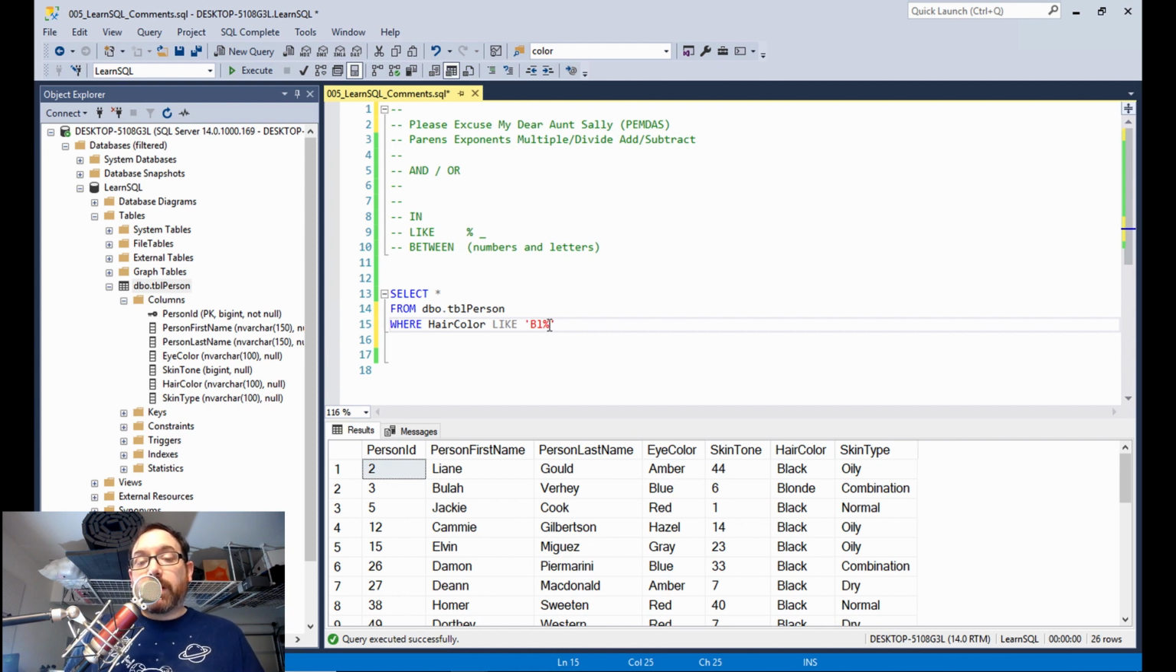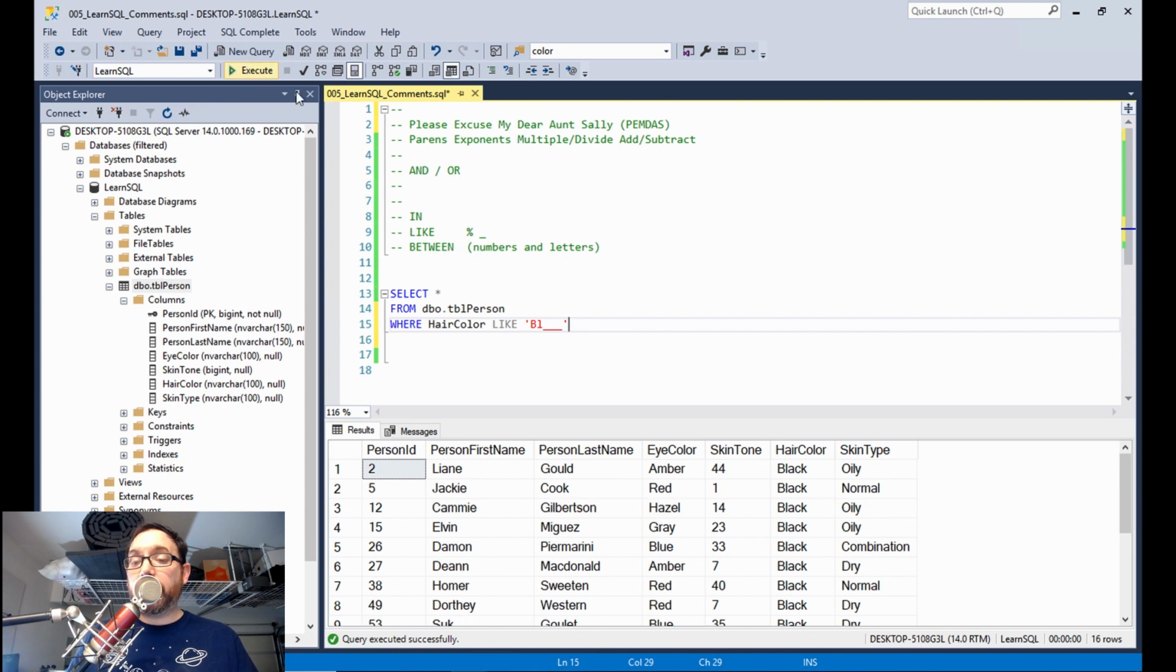The other wildcard is an underscore. So 'BL___'. An underscore represents one character. So this LIKE statement is saying I want to find a value that is 3 plus 2, 5 characters long, and starts with BL. If I run this, I'll only get black hair color back.